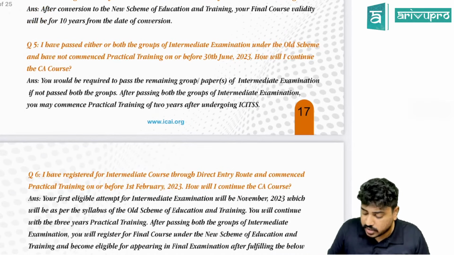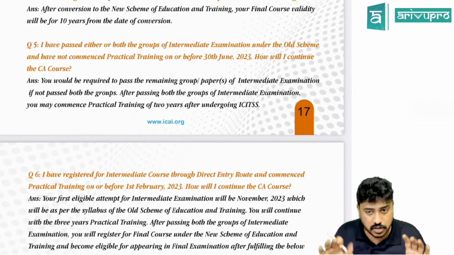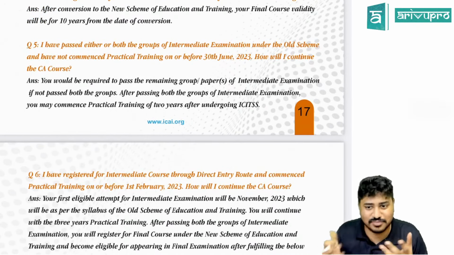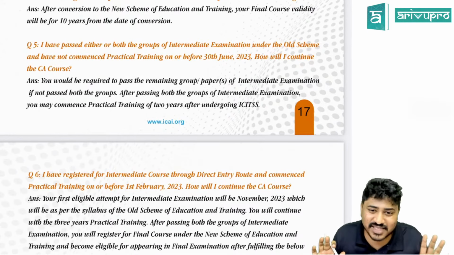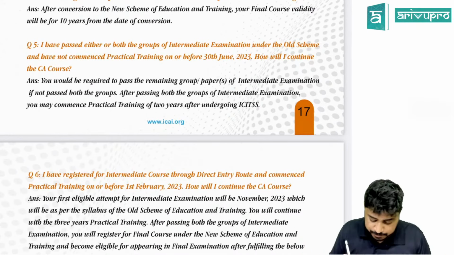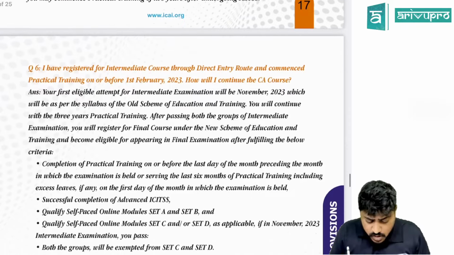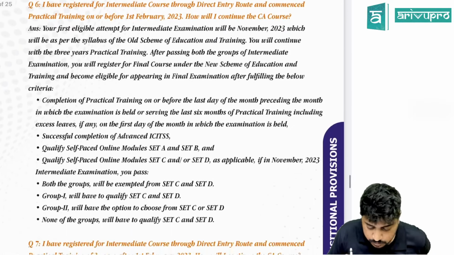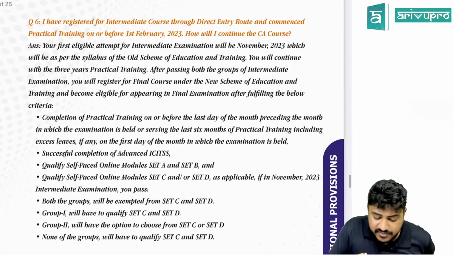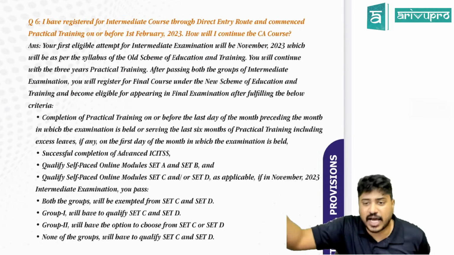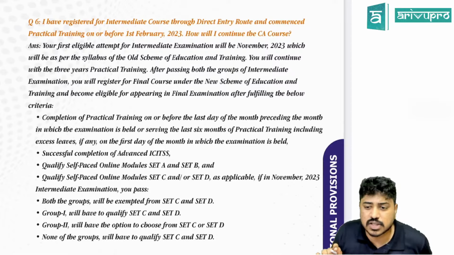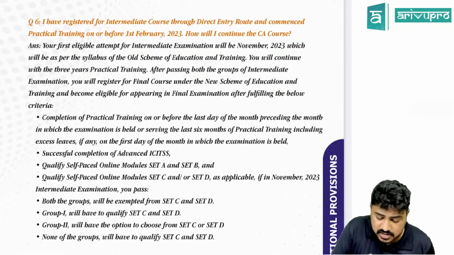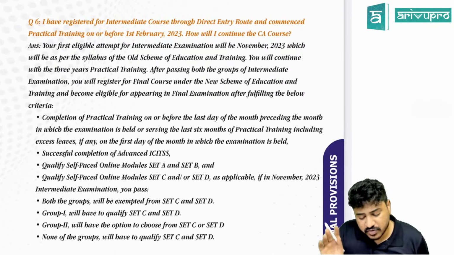So you cannot start your articleship now after 30th of June. That is, from now onwards, no more articleship starting unless both the groups are cleared. Now, if you look into it, I have registered for CA Intermediate through direct entry, majority would come here, some of you, right? And commenced the practical training on or before 1st of February.